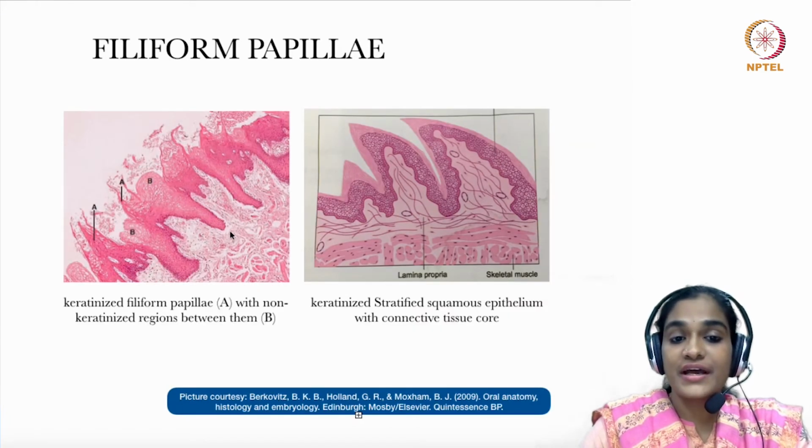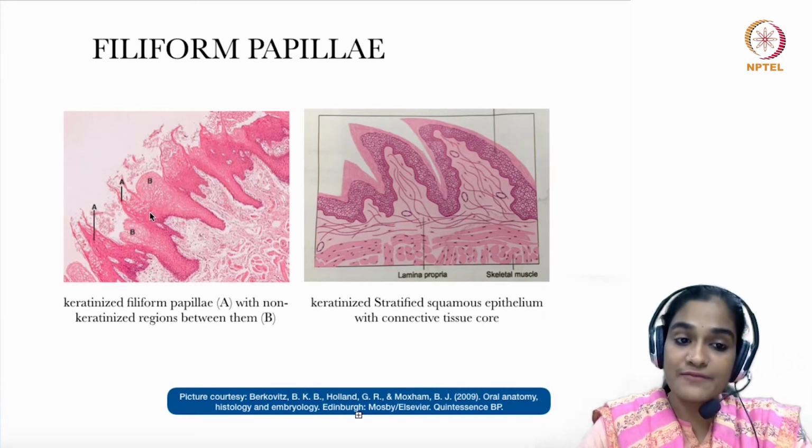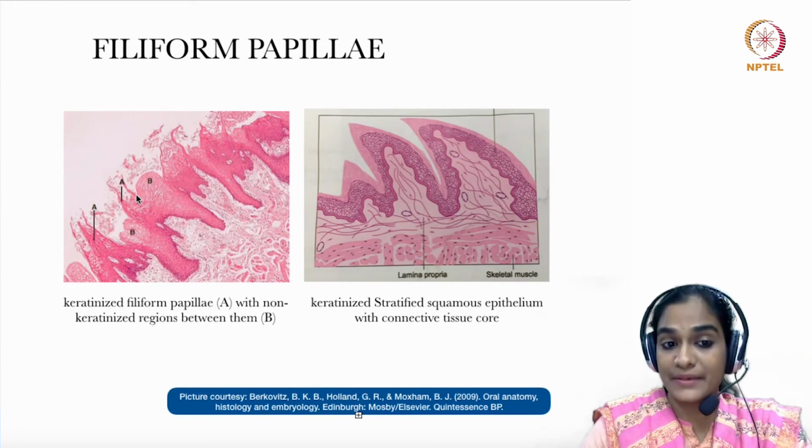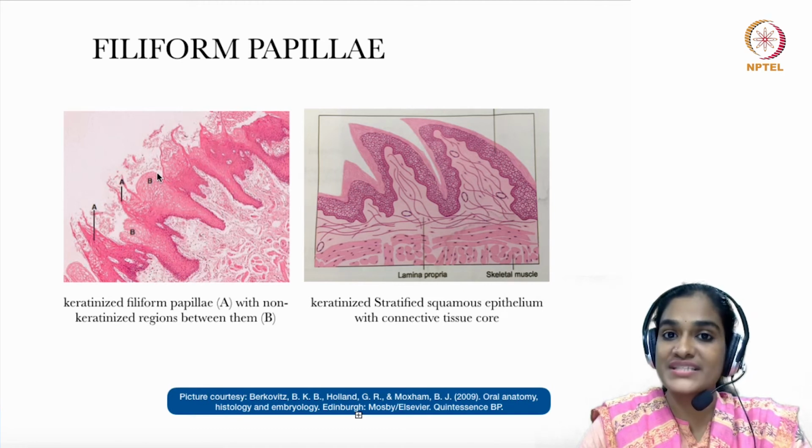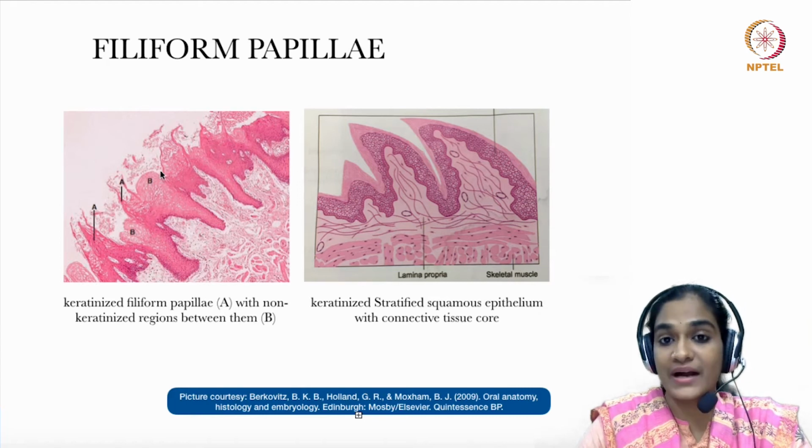The picture shows the histological appearance of the filiform papilla. You can see the hair-like projections of the papillae. The keratinized projections are interspersed with the non-keratinized areas. While the keratinization helps to withstand the masticatory forces, the non-keratinized part helps in the extension of the tongue.